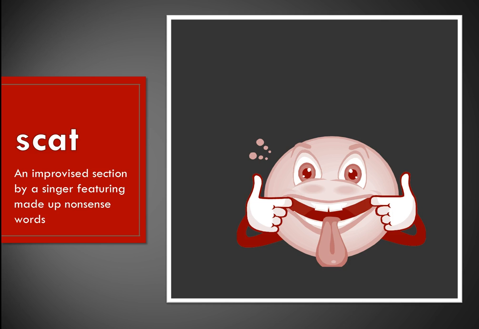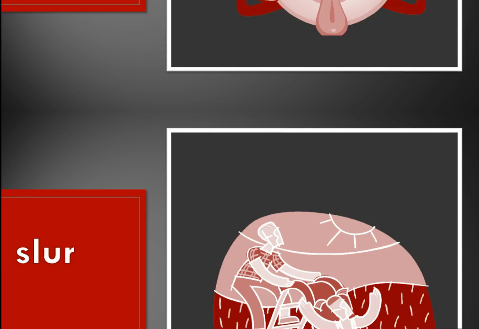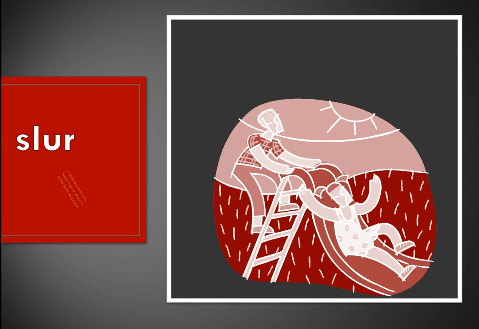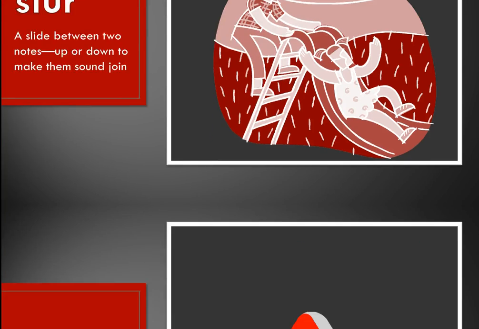They're all just nonsense words, and that's what scat is. A slur is a slide between two notes, up or down, to make them sound joined. And I'm missing the ED there, I'm sorry. But yes, it just means that you're going, oh, all those sorts of things. My bad examples there, but to give you a bit of an idea.